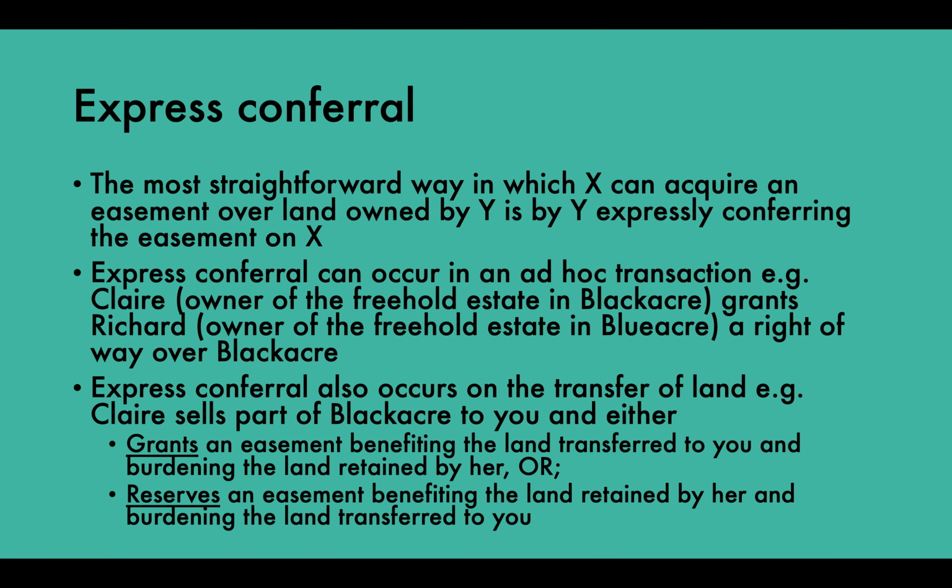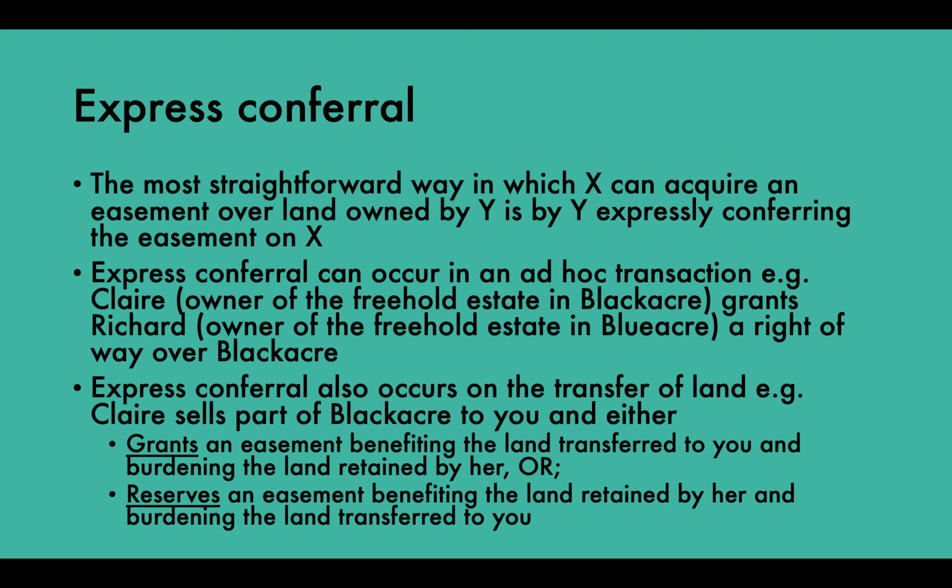So the most straightforward way in which X can acquire an easement over land owned by Y is by Y expressly conferring the easement on X. So the most common way an easement arises is where it is expressly conferred. And there are two ways to expressly confer an easement.